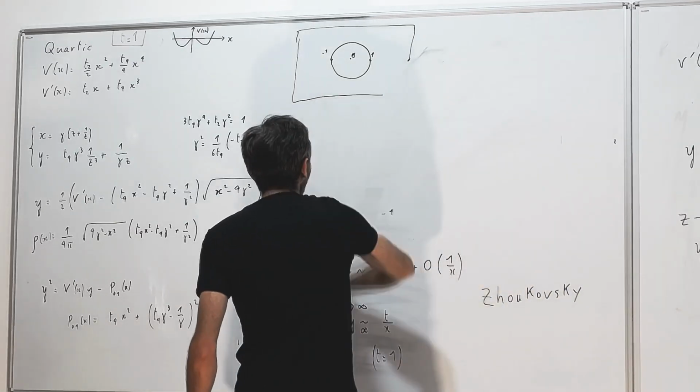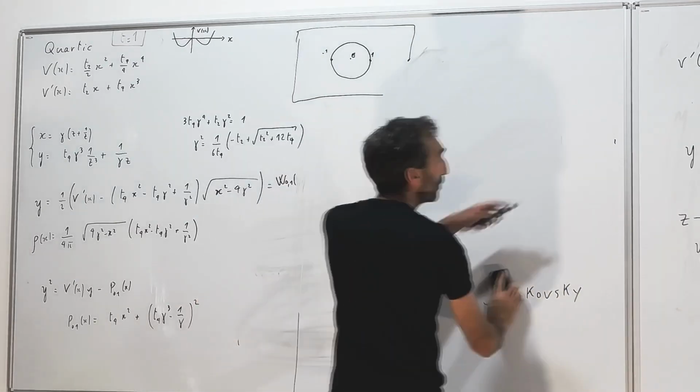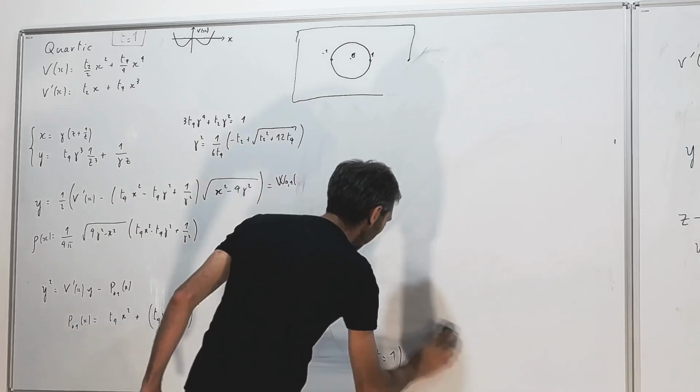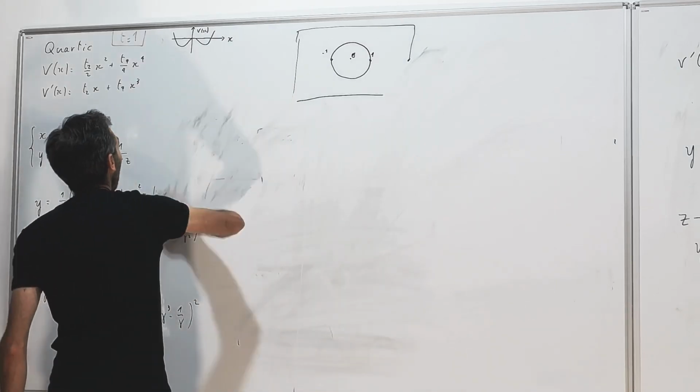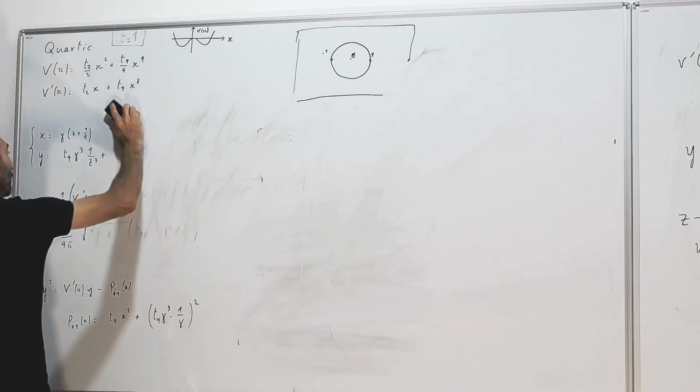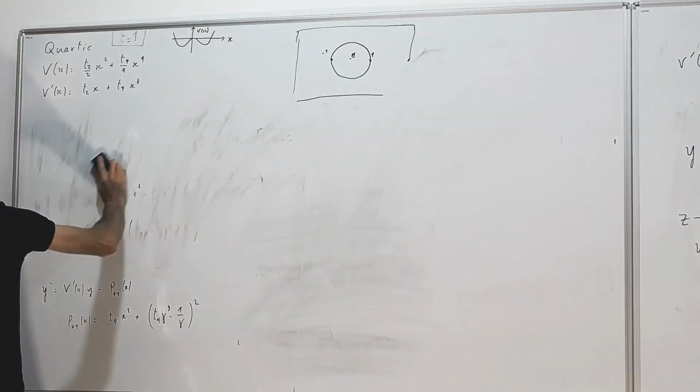If your potential is not even, you should not assume that alpha equals 0. Even if your potential is even, by the way, there can exist some solutions with alpha non-zero.